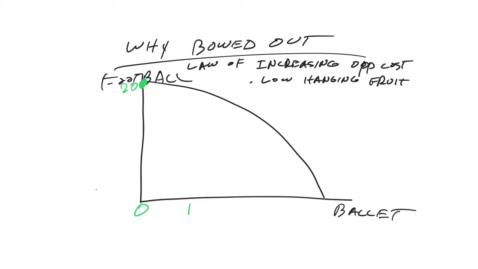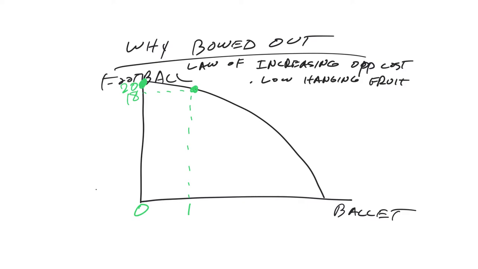Now, all of our resources are currently involved in football. All of them. That's all we do. How are we going to get a ballet going? We're going to have to move resources away from football and into ballet. Let's say that's 18. So we're going to produce at this point on the production possibilities curve.